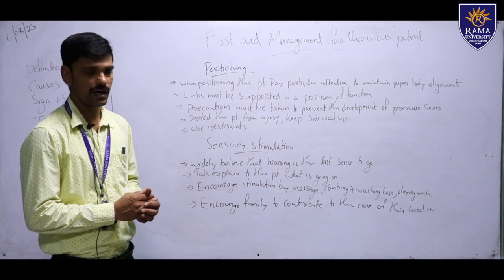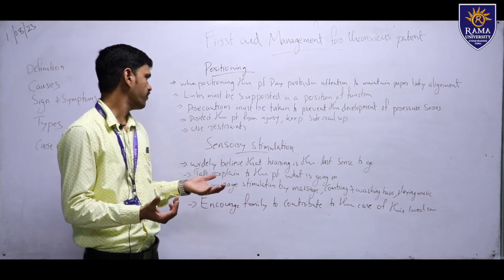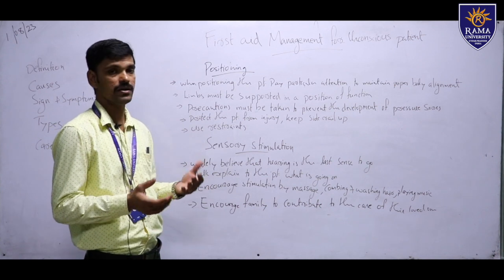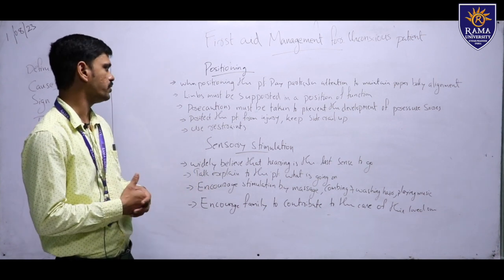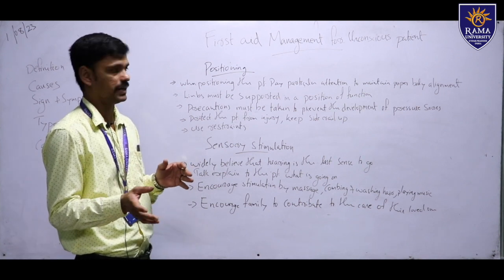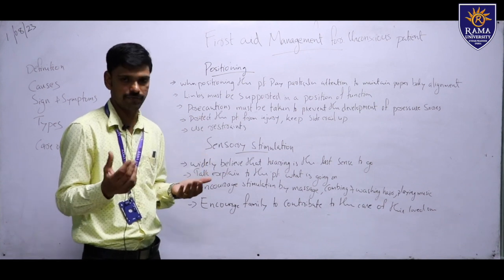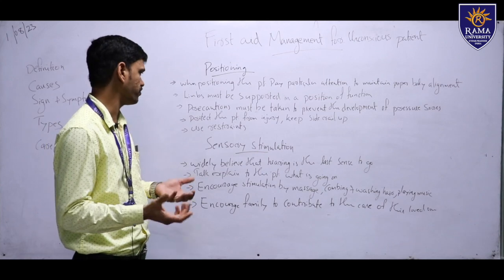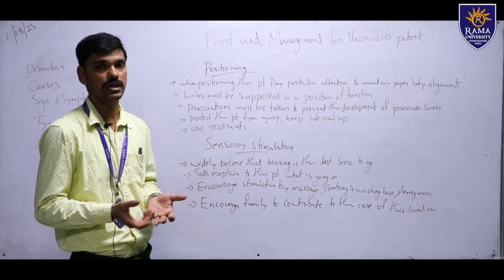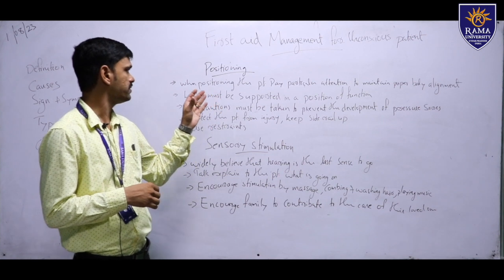Keep the side rails up, because there is a chance the patient can fall down. So protect the patient from any injuries, keep the side rails always up, and use restraints according to the doctor's instruction. Use mitten restraints to restrict movement, because if a catheter is there, he can pull the catheter, so we have to take the necessary precautions. Use restraints according to the doctor's order. This is about positioning.